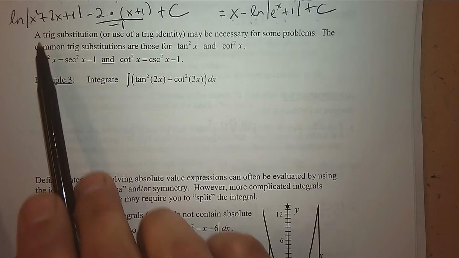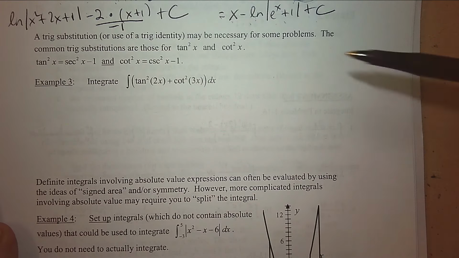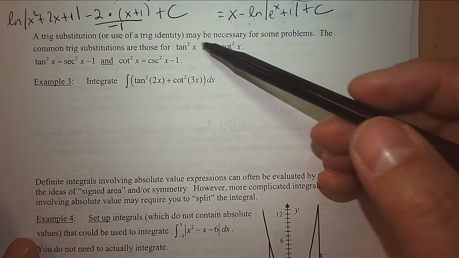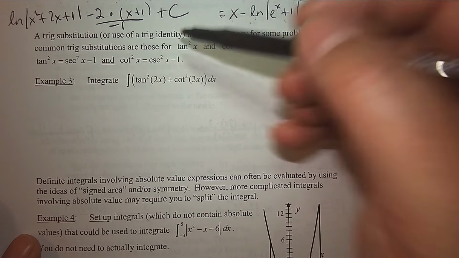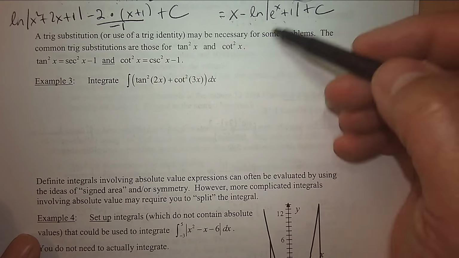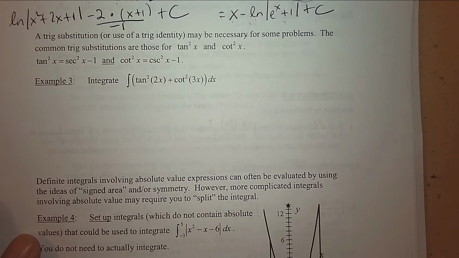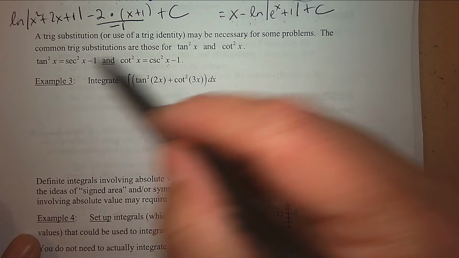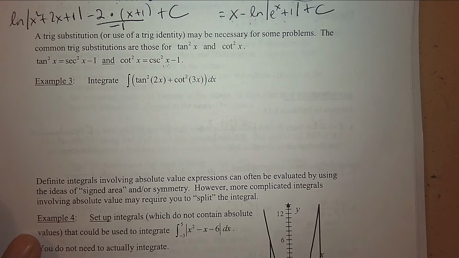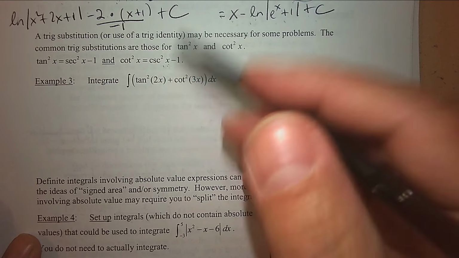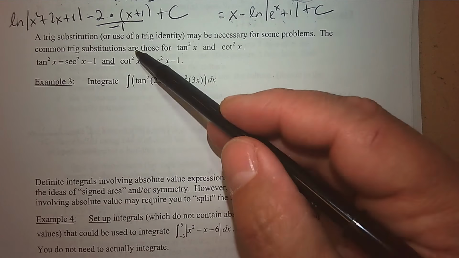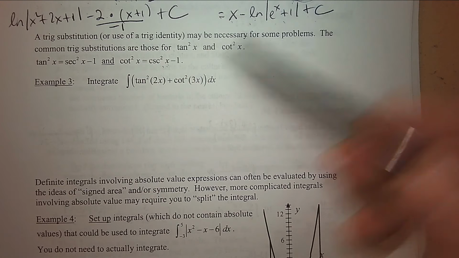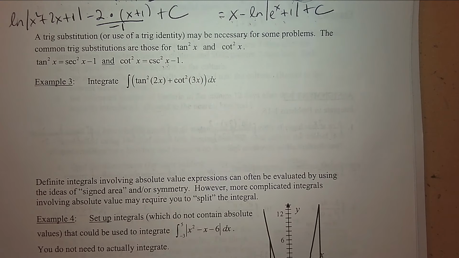A trig substitution, or using a trig identity, may be necessary for some problems. The common trig substitutions are for what? Tangent squared, cotangent squared, and the like, where you use these, right? Like taking sine squared plus cosine squared equals 1 and changing it in terms of tangent squared, secant squared, or cotangent squared, cosecant squared. Can you integrate this?